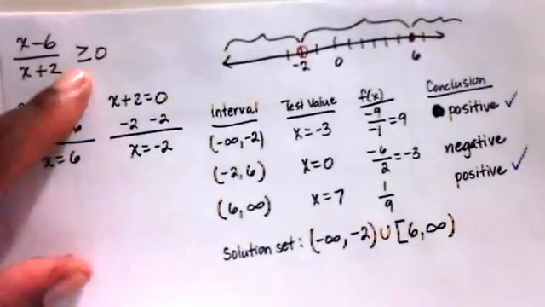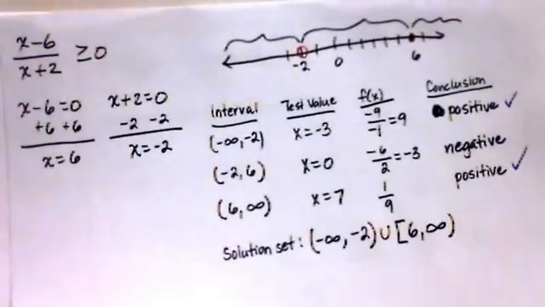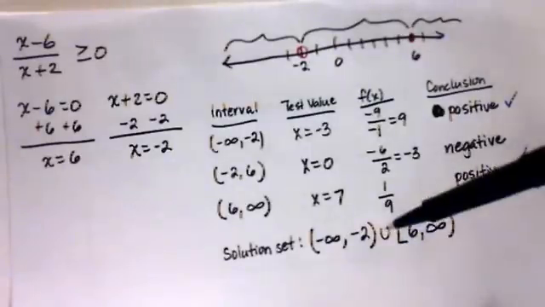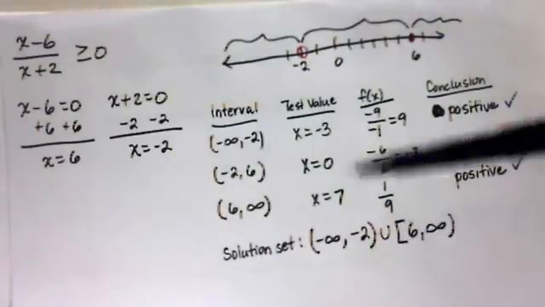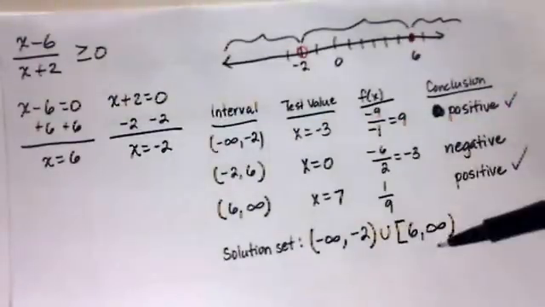Even though it says greater than or equal to, in a rational inequality, we have to exclude the negative 2, because we will get a 0 in the denominator. We can include the 6.